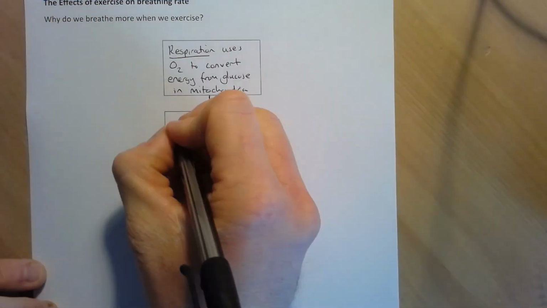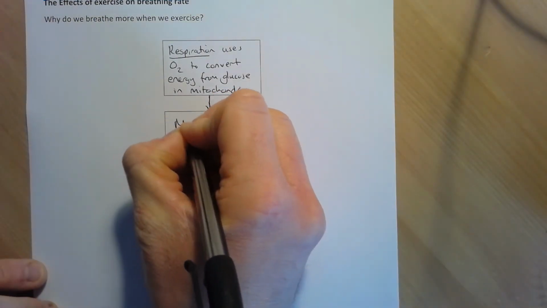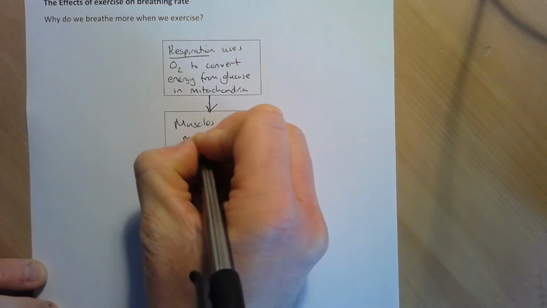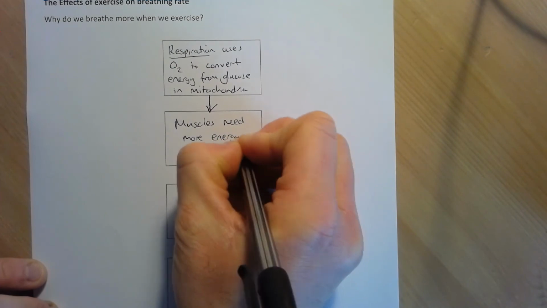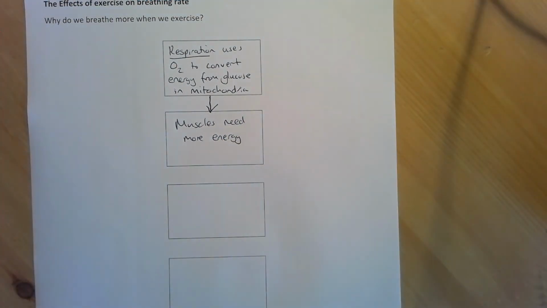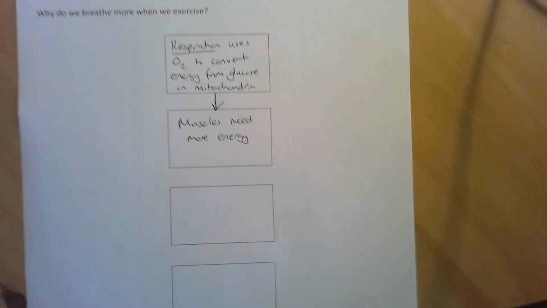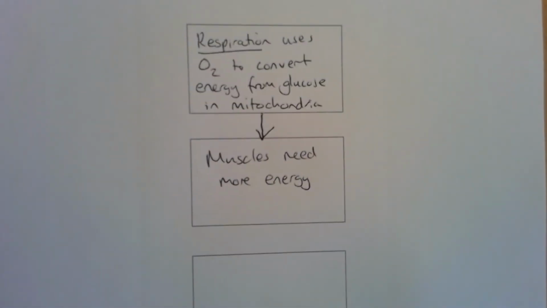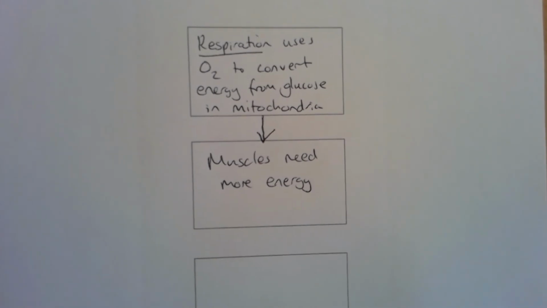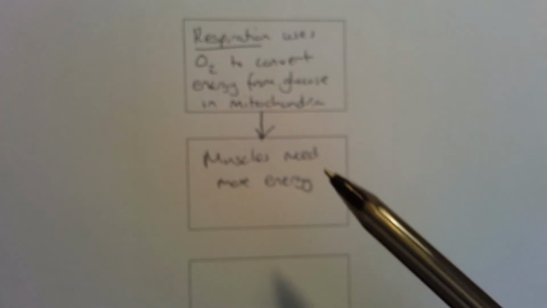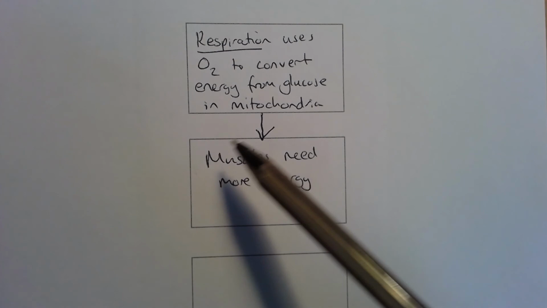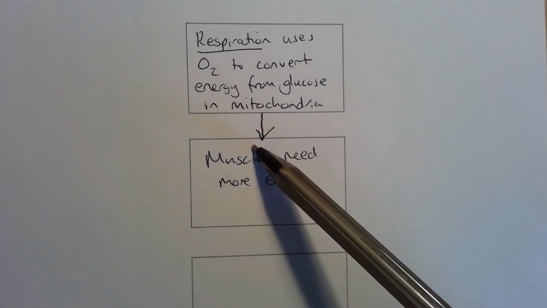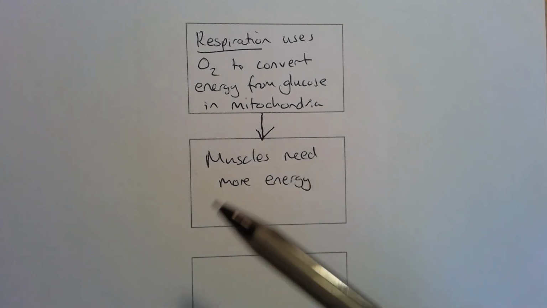We need to recognise that when we exercise more, the muscles are going to need more energy conversion. Because they're being asked to do more work, they're going to need more energy conversion. So, as a summary, respiration uses oxygen to convert energy from glucose in the mitochondria, and then the muscles therefore need more energy when we are exercising.